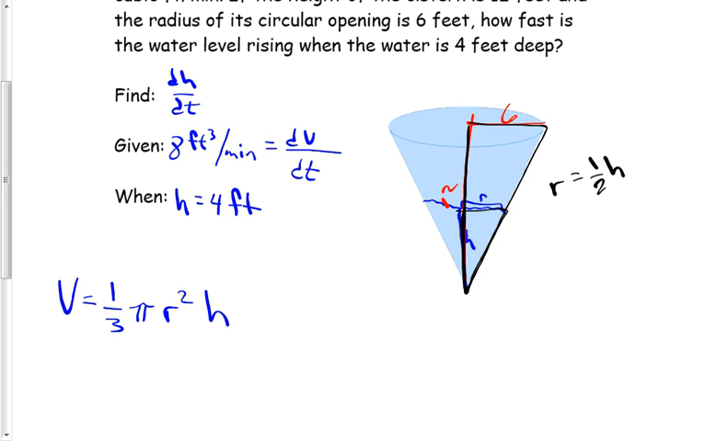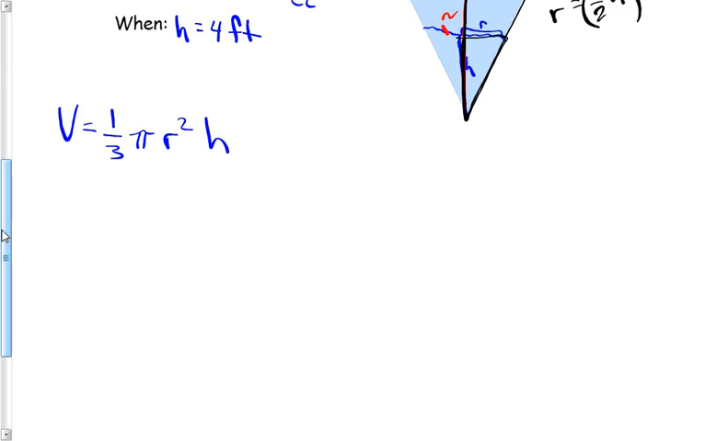Okay? So what am I going to do? I'm going to take 1/2 h and I'm going to put it in here for r. So now I'm going to use this new equation that is way cooler than the first one. 1/3 pi (1/2 h) squared times h. Why is this cooler? Because it's only got the variables in it that I care about. Now, does the radius change? Yeah, there's a dr dt, but I'm not asking for it here. Okay?